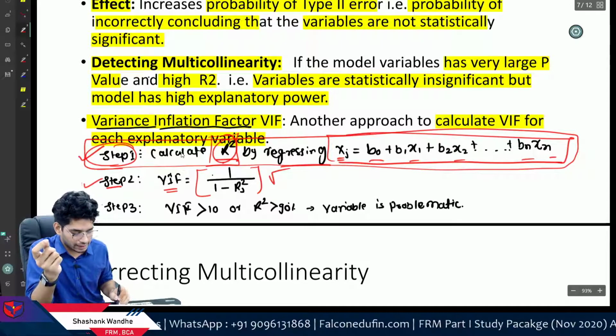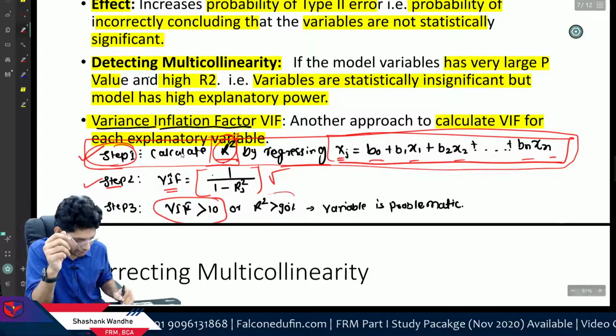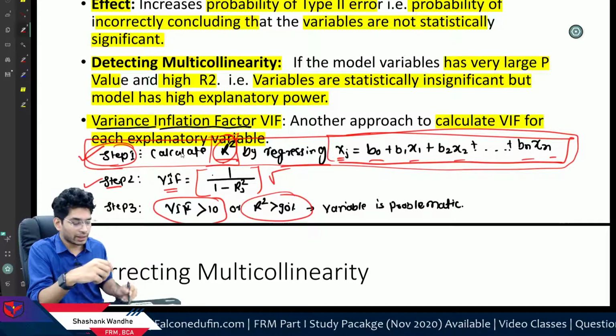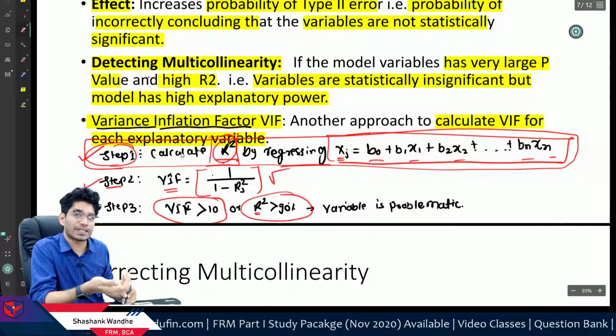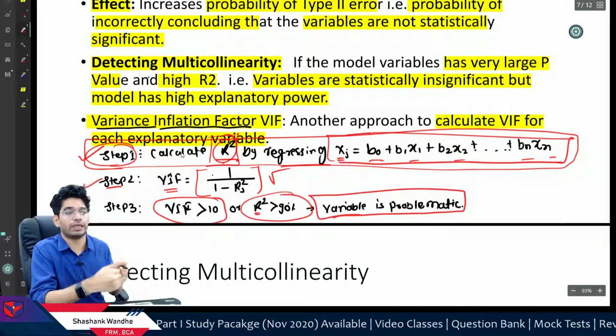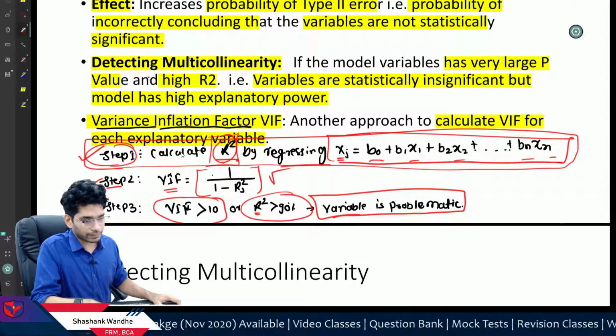And when you get this, you have to simply see if the VIF is greater than 10. Alternatively, because we are taking the formula 1 divided by 1 minus R square, this also means that R square is greater than 90%. So the variables are problematic, meaning we can say that yes, multicollinearity exists in this model.